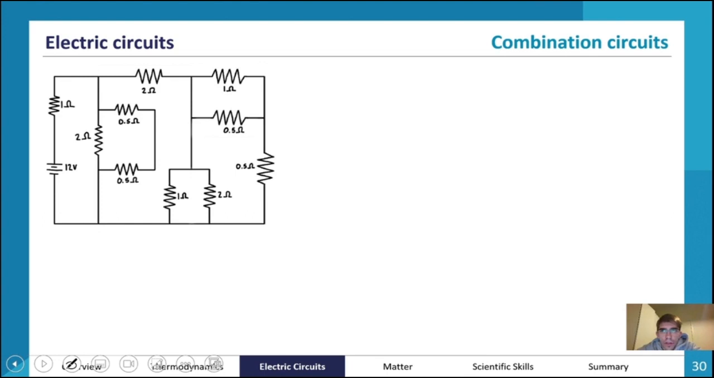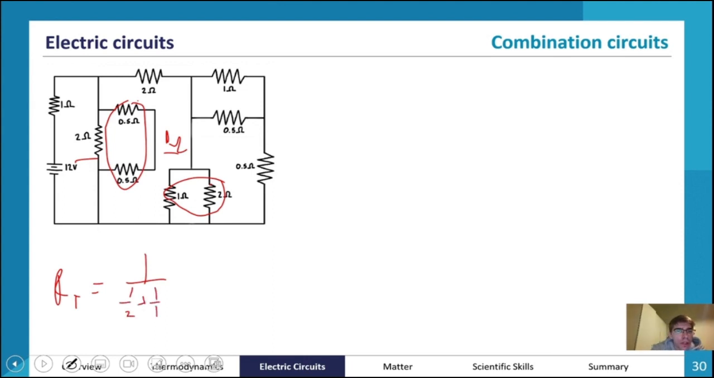How about this circuit? So this circuit is actually a little bit more complicated but simple at the same time. With this circuit, the main purpose is to do this parallel. These ones are in series together. You add them up to form 1 ohm. The 1 ohm and the 2 ohm there are in parallel, so you solve that parallel by saying 1 on 1 on 2 plus 1 on 1. So what you should get there is 2 on 3, which is 0.67.